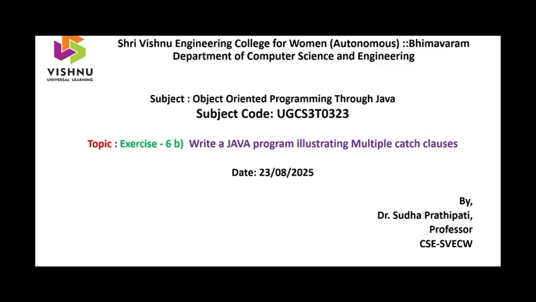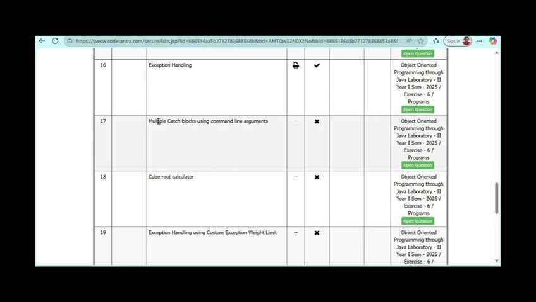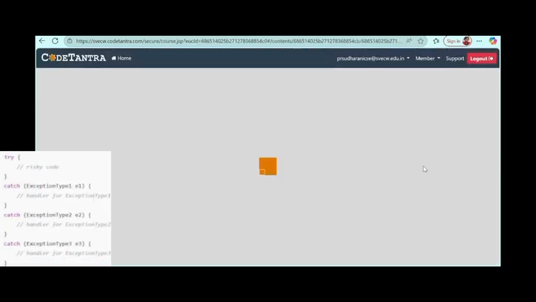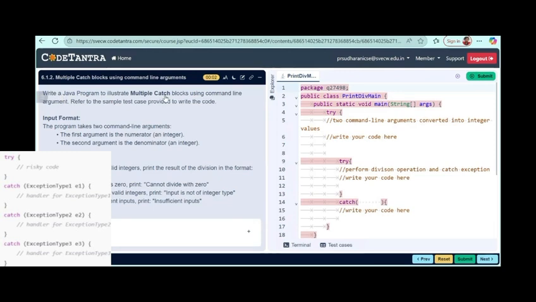In the previous experiment 6a, we discussed the exception handling mechanism in Java, the basics of try and catch. In today's video, experiment 6b, we will explore multiple catch clauses in Java. So the syntax is as shown on the left side.